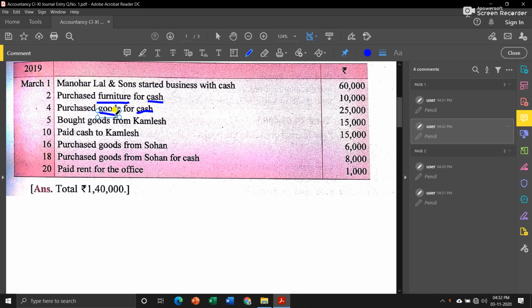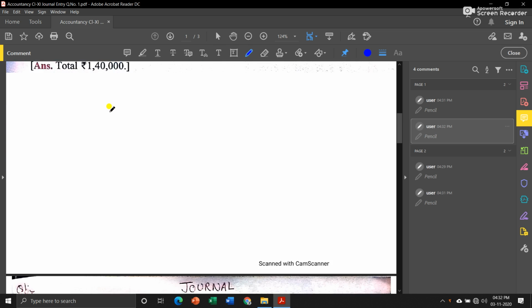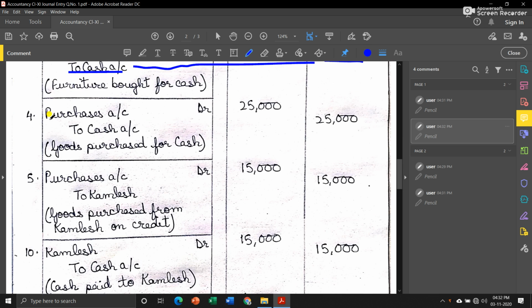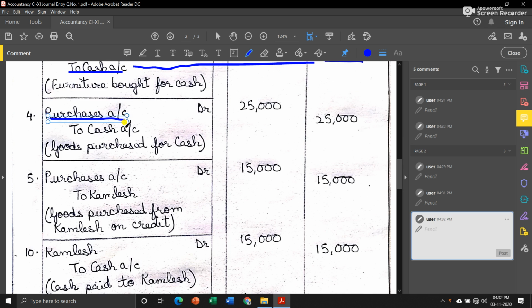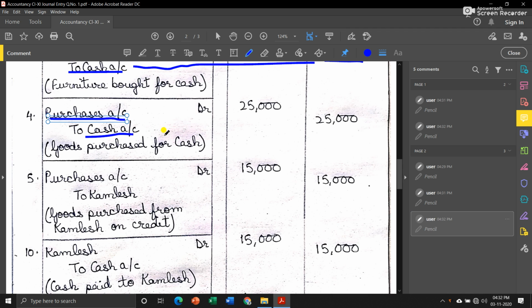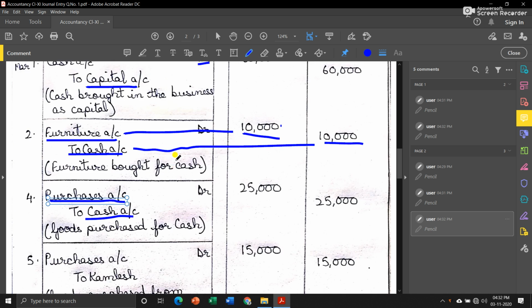is that debit all the expenses. Since purchases is our expense, we will debit purchases account, and cash is going out from the business, and cash is a real account, so cash we will credit, because rule of real account is credit what goes out. The amount is 25,000, and narration I have written goods purchased for cash.